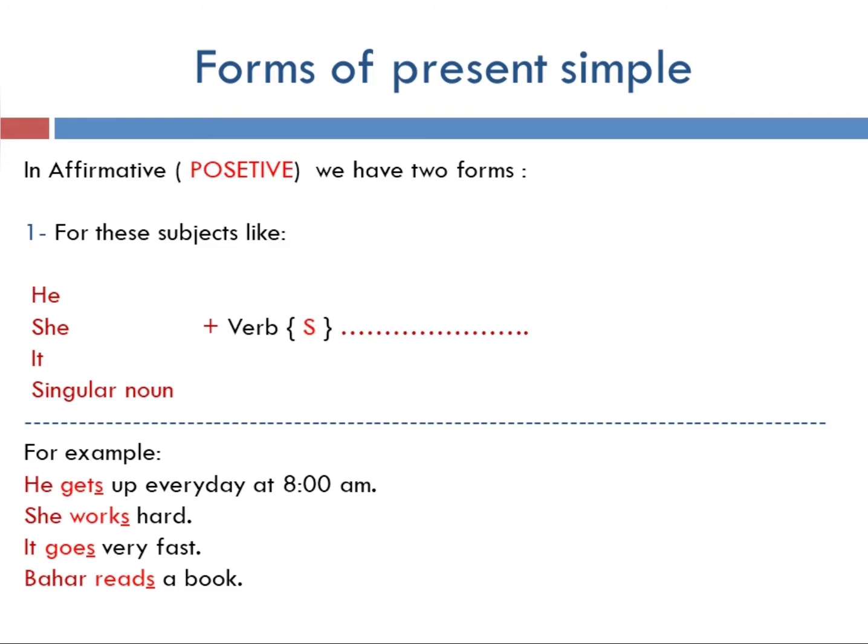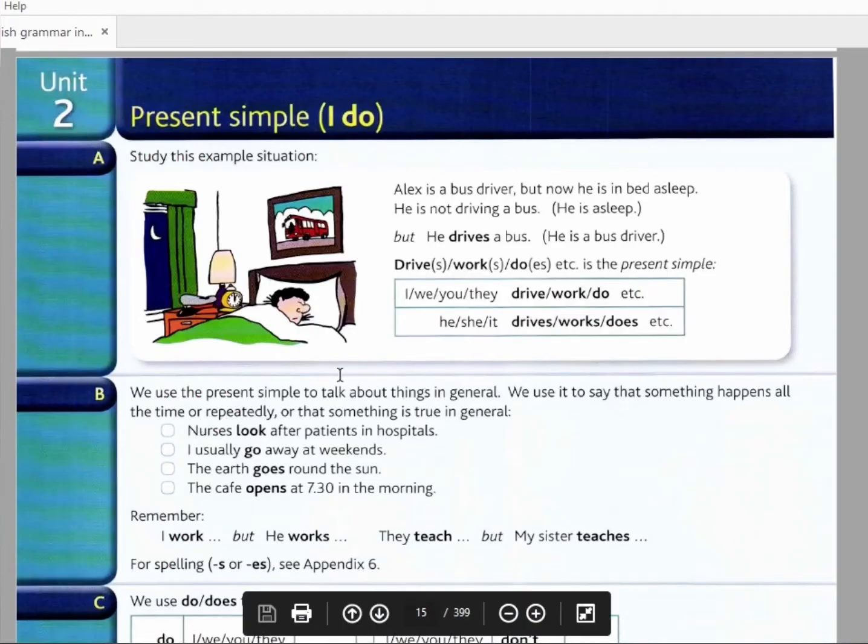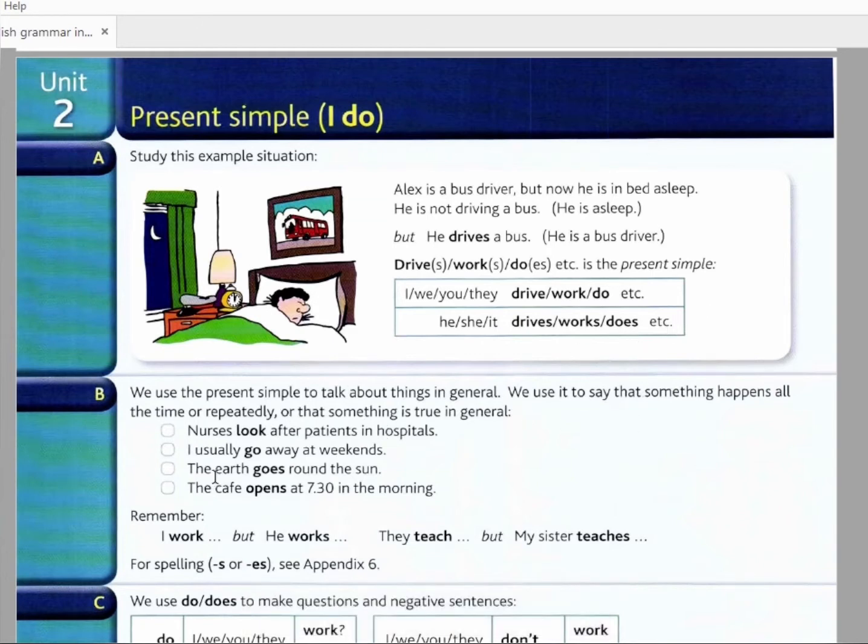So let's see some examples in the book. For example, as you see here, nurses, because this is a plural noun, we will not say nurses looks, we will say nurses look. Why? Because we have nurses. This is a plural noun.